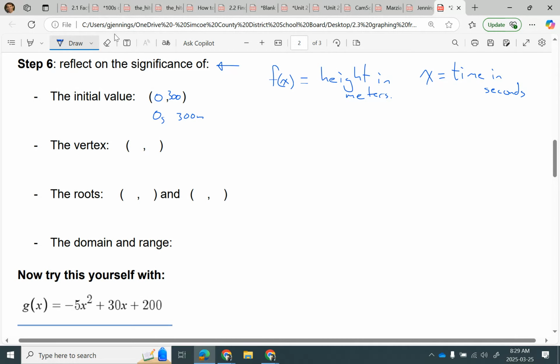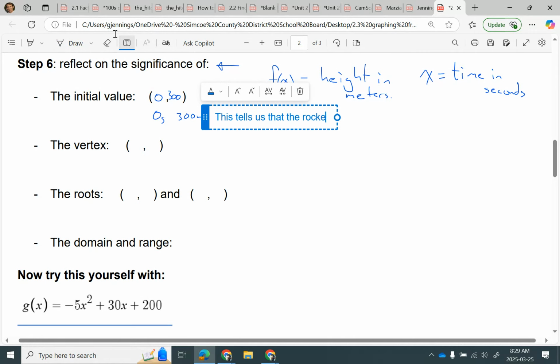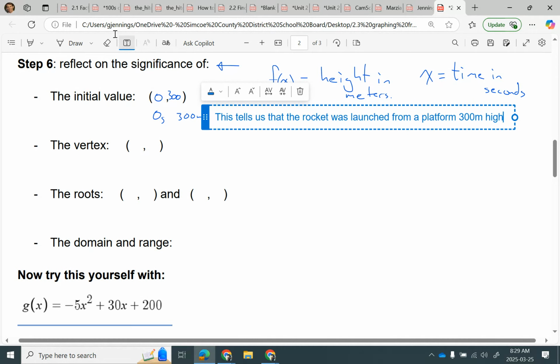So 0 seconds. Click, I start the stopwatch. Where is the rocket? It was launched from way, way high up. Pew! And it goes up and then comes down again. So then you can put in a little note to yourself. This tells us that the rocket was launched from a platform 300 meters high. Maybe a cliff or something like that, out into the ocean. All beautiful and majestic like.